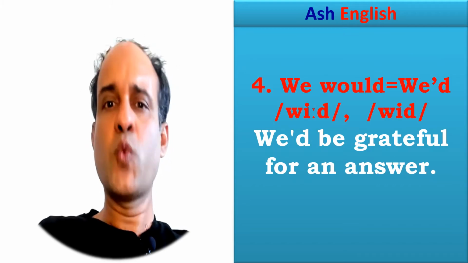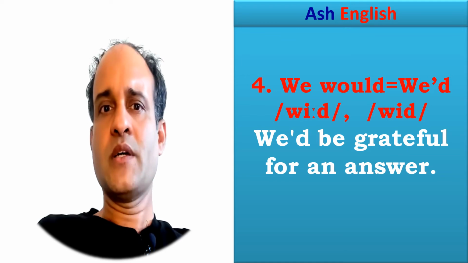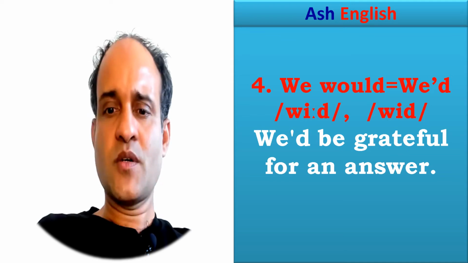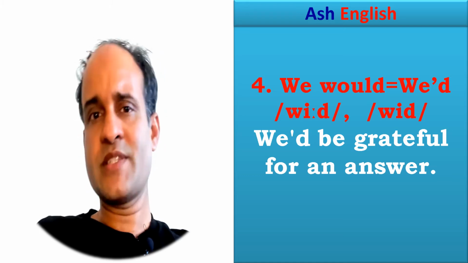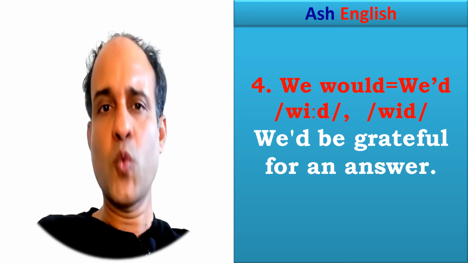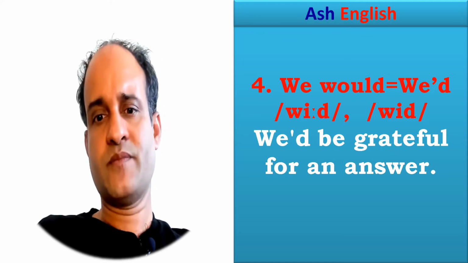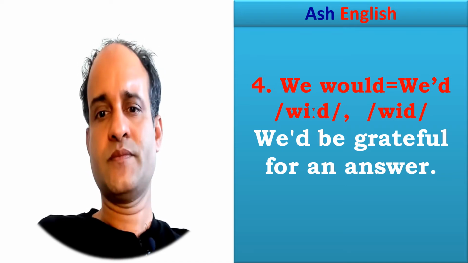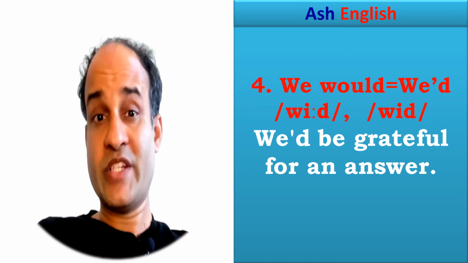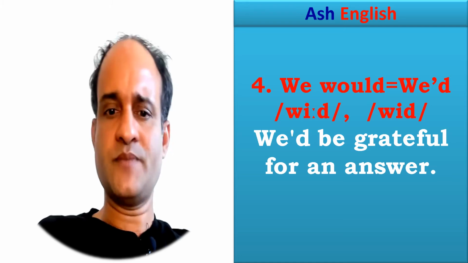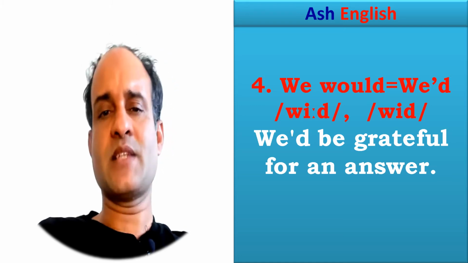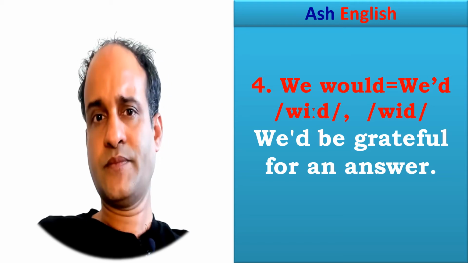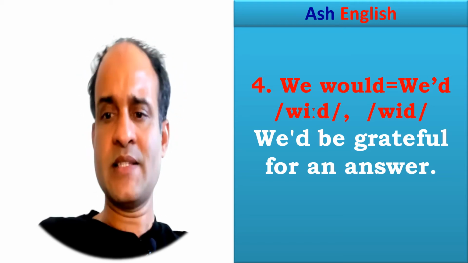Okay, next. We would. Contraction of we would. We'd or wit. We can pronounce this two ways. Strong or weak. Weed or wit. We would becomes weed or wit. Weed. Weed or wit. Alright, let's have an example. We'd be grateful for an answer. We would be becomes we'd be. We'd be grateful for an answer.